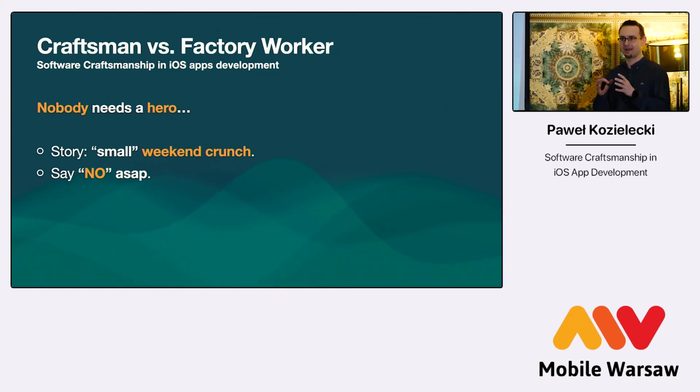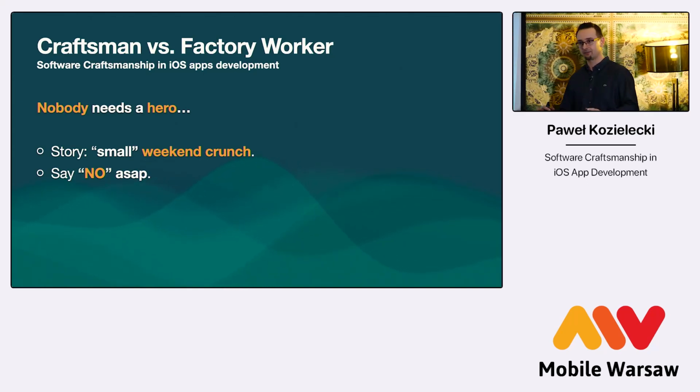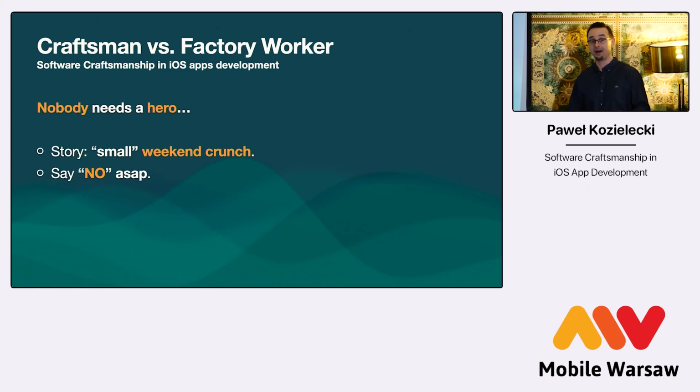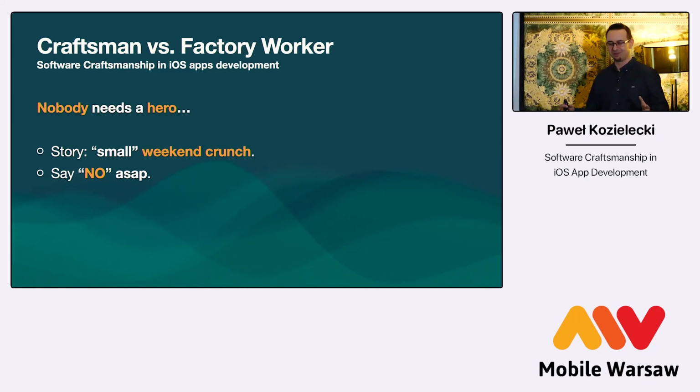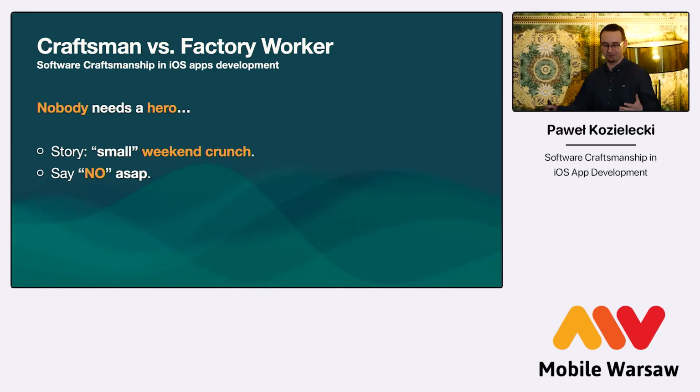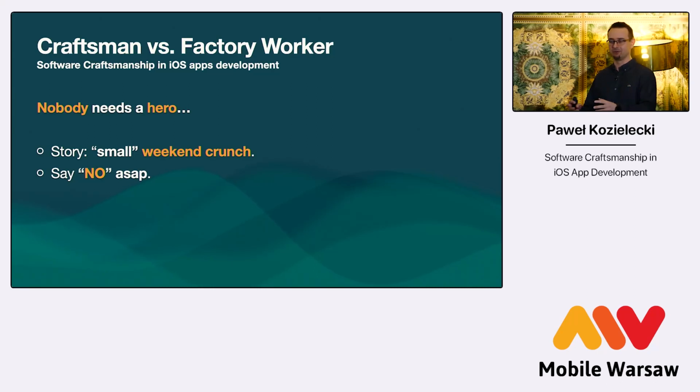So whenever you are asked to do the impossible, to meet some unrealistic deadlines, just say no outright. Don't say, I will try, or I'll do my best, because the business will probably hear what they wanted to hear, right? And then you'll be held accountable. Just say no, and even better, if you can, follow this up with some alternatives, right?